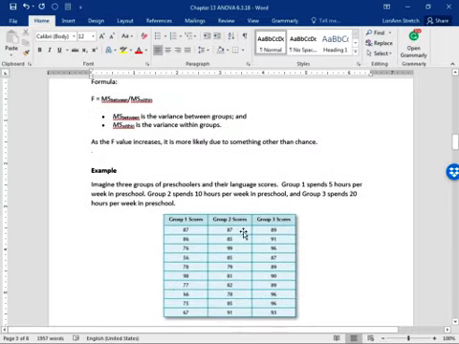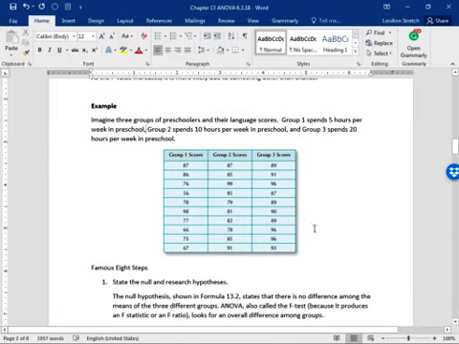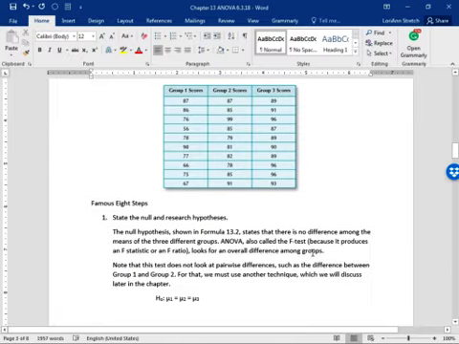So let's do an example. Imagine we have 3 groups of preschoolers and their language scores. Group 1 spends 5 hours per week in preschool. Group 2 spends 10 hours per week in preschool. And Group 3 spends 20 hours per week in preschool. So we have our scores here. We're going to follow our famous 8 steps, just like we've done in other statistical tests. We're going to state our null and research hypothesis.